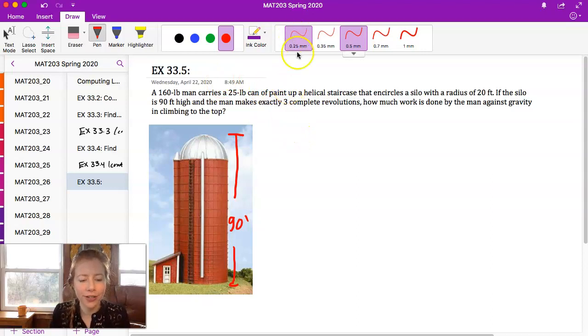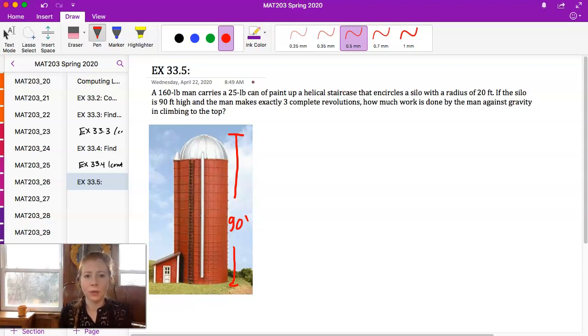All right, so let's think about mass for a second. We have a 165 pound man carrying 25 pounds of paint. So what we want to think about is what's happening, right? What force is acting against the man? Well, it's going to be the acceleration due to gravity, so he's going to have to overcome that to climb upward.